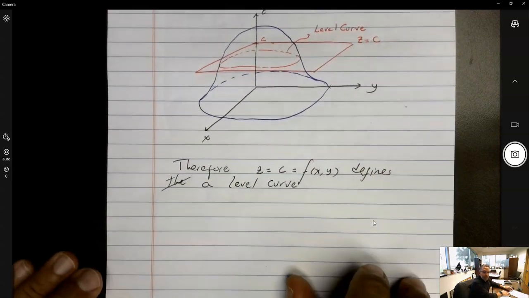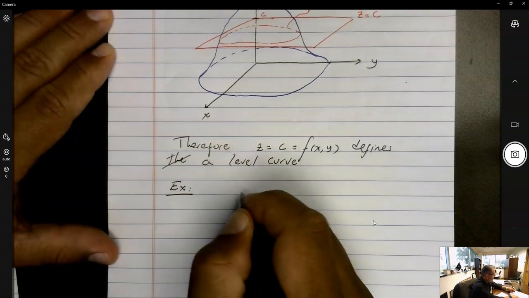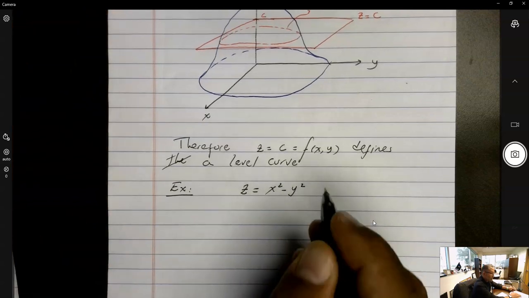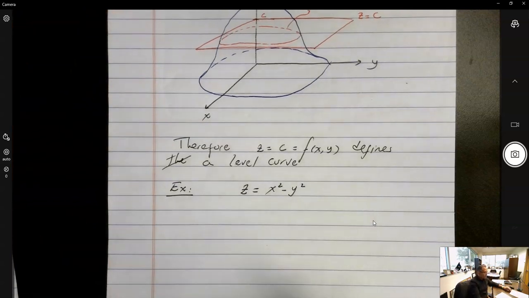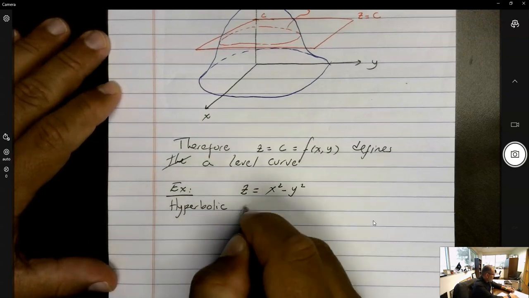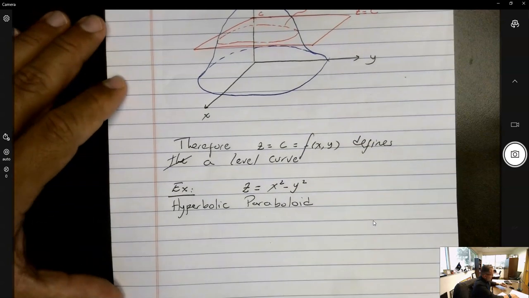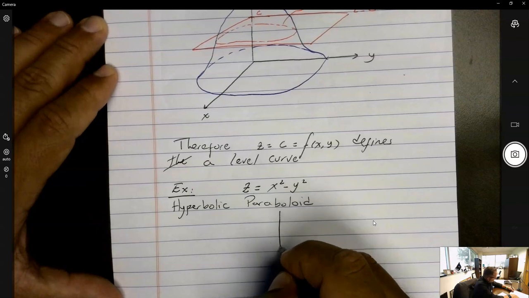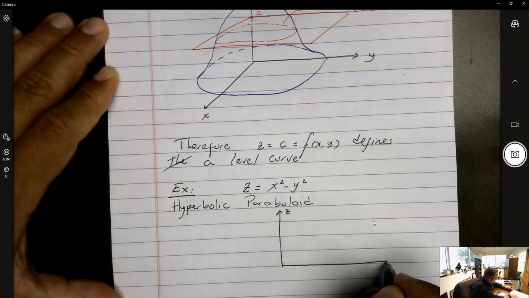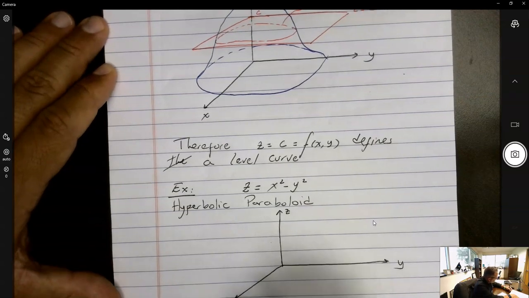So, as a specific example, let's say that we have the function z equals x squared minus y squared, and if you remember your calculus 3, this is a hyperbolic paraboloid. I already put myself in trouble here because I don't have enough space on this page, but I'll try to fit it. This is a hyperbolic paraboloid.